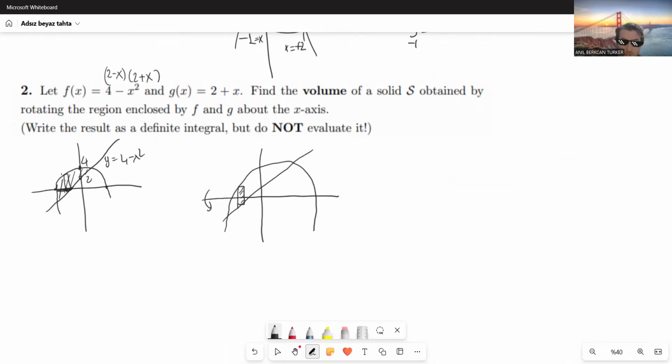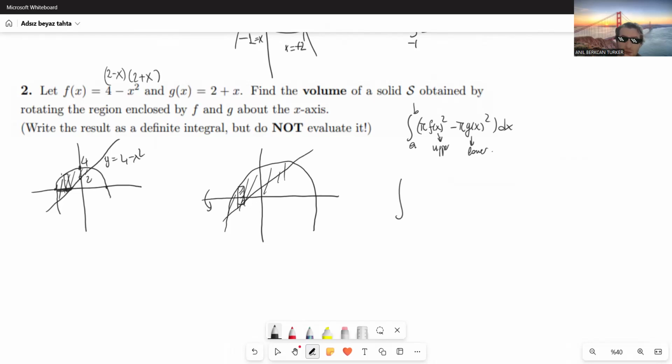So what is the revolution by the disk method? It's from a to b, whatever this interval: pi f of x squared minus pi g of x squared dx. So this is upper, and this is lower. Okay, let's calculate this integral.